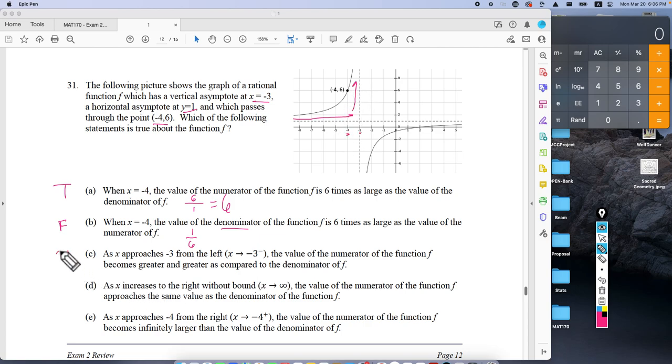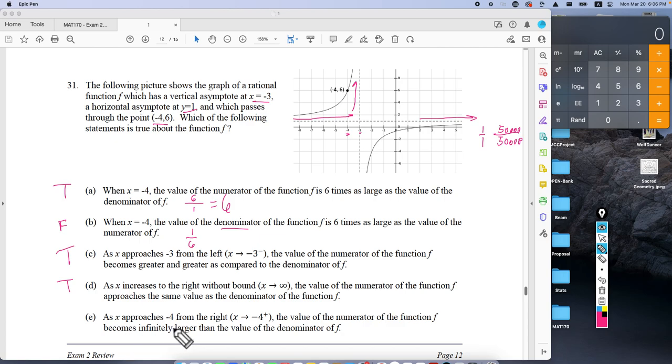That is true. As x increases to the right without bound, so that's talking about going this way towards positive infinity, the value of the numerator of the function approaches the same value as the denominator. So we're getting close to y equals 1, so 1 over 1 or 50,000 over 50,000. Either of these, they're both going to be 1. So that is true. That's exactly what's happening. As x gets really, really big, this is going to get closer and closer to 1.